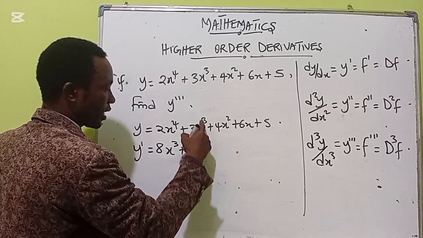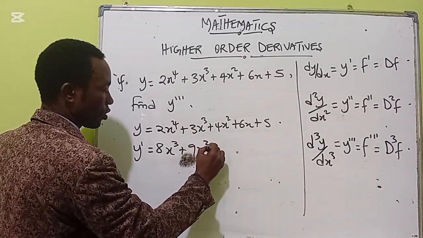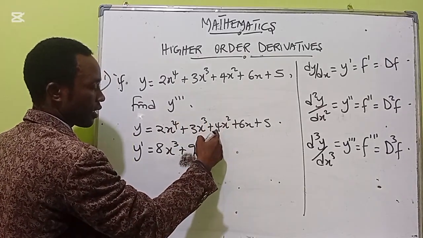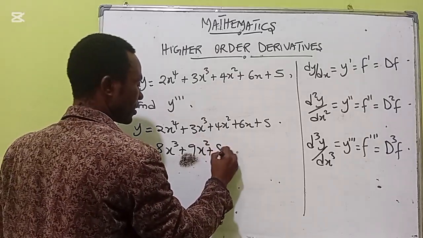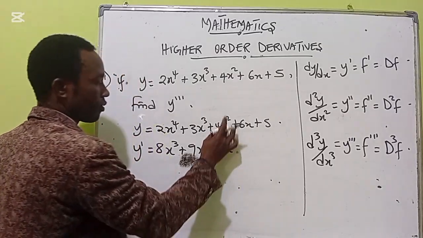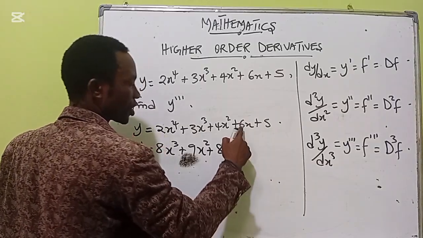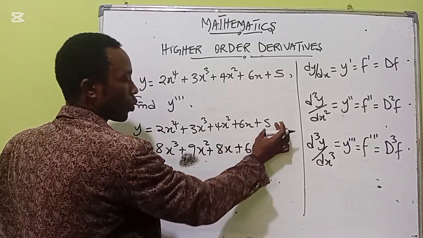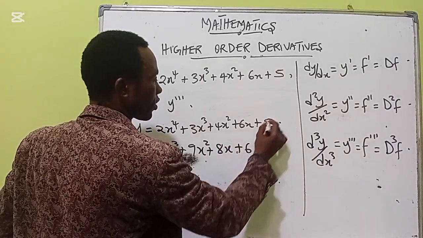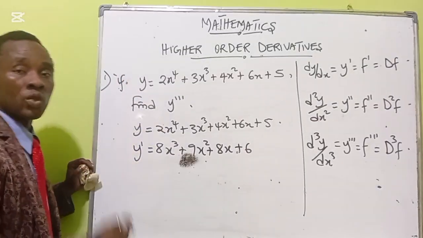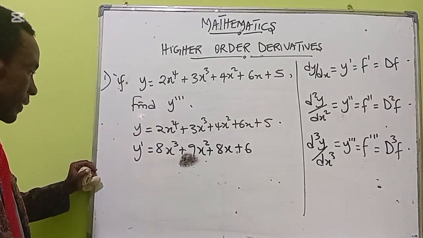Then x, take away 1 from 3, you get 2. Plus 2 times 4, you get 8. Then take away 1 from 2, you get 1, which is written as 8x. Then plus, differentiate 6x, you get what? 6. When you differentiate 5, 5 is a constant. It will give you 0. So don't bother yourself on that.